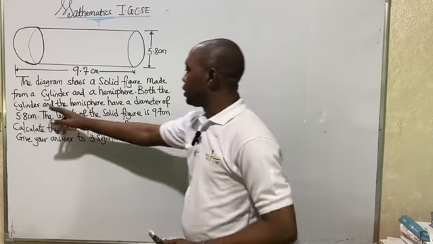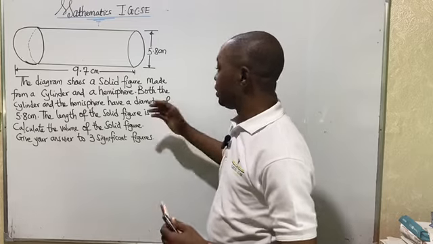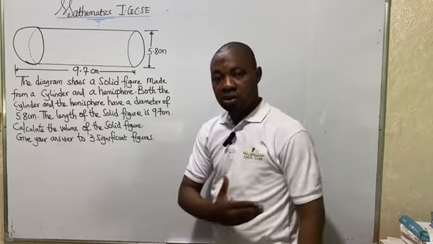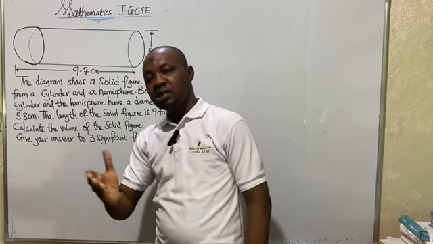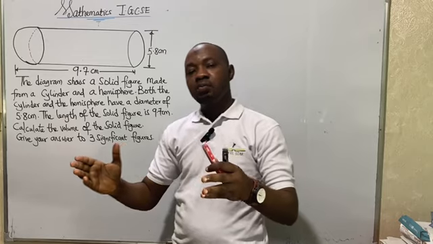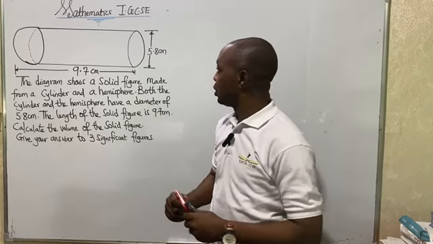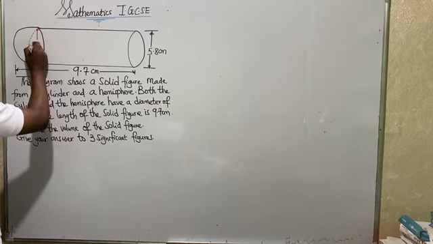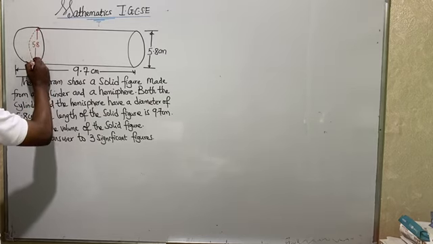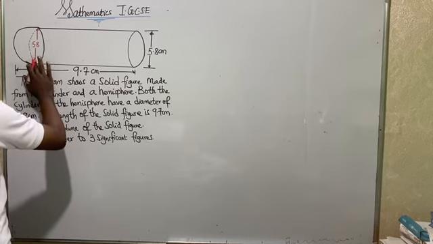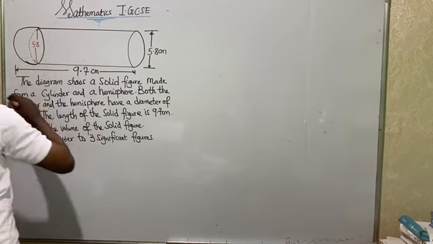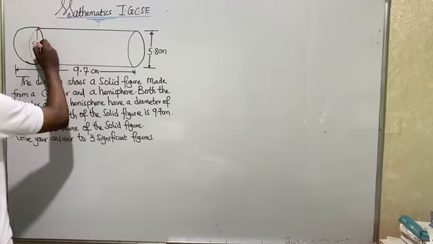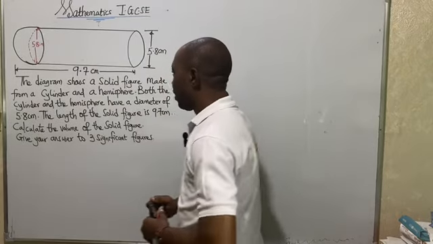Both the cylinder and the hemisphere have a diameter of 5.8 centimeters. The diameter is the chord drawn through the center of a circle to touch two points on the circumference. So the diameter of the hemisphere is the same as the diameter of the cylinder. This is the diameter, and it's the same for the cylinder. So the diameter is 5.8 centimeters.